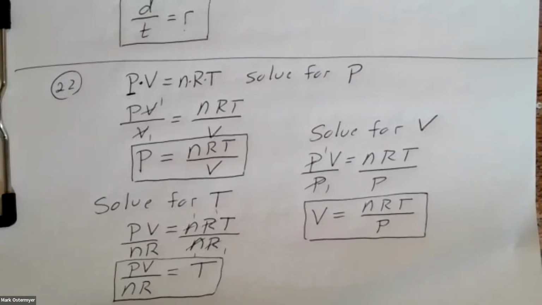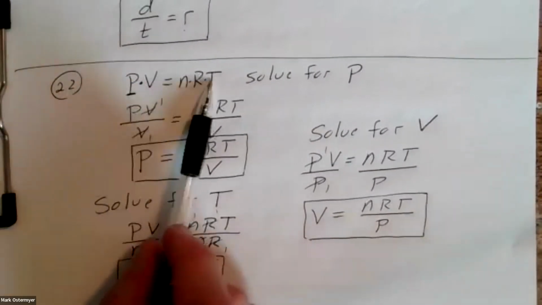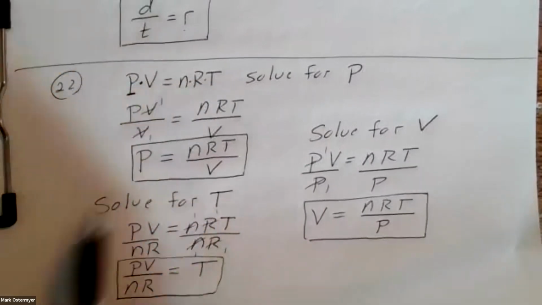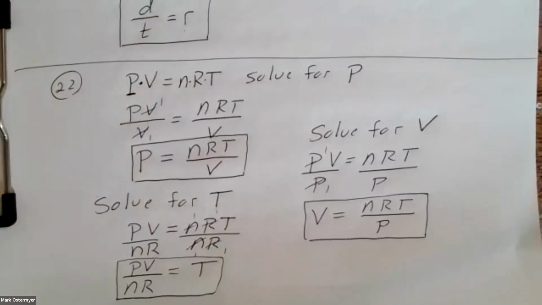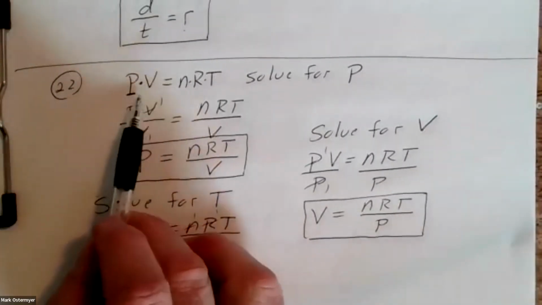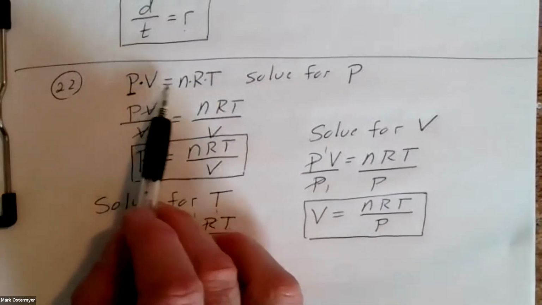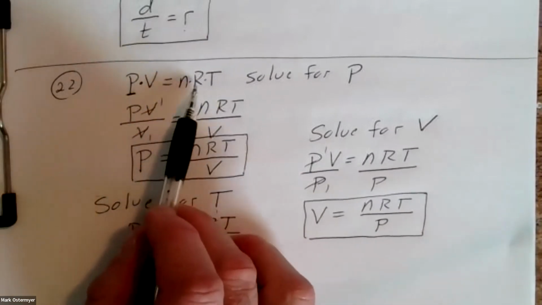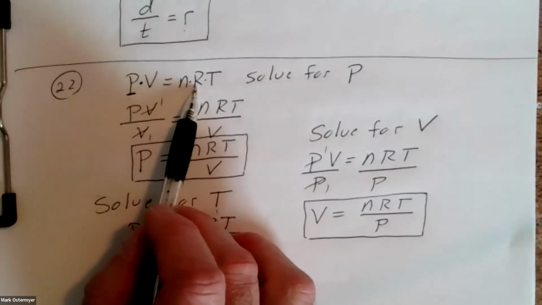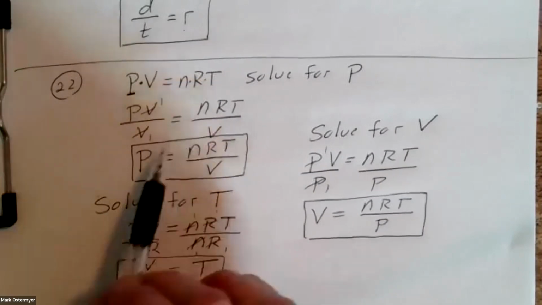In passing, just out of curiosity, anybody know what this formula pertains to? Have you ever seen this formula before? Anybody? This is called the equation of state, or the ideal gas law. Pressure, volume, the number of moles of gas. This is called the universal gas constant. And this is called the temperature.